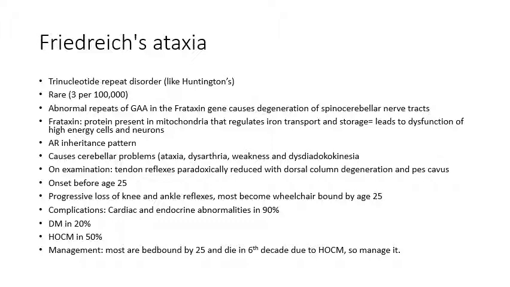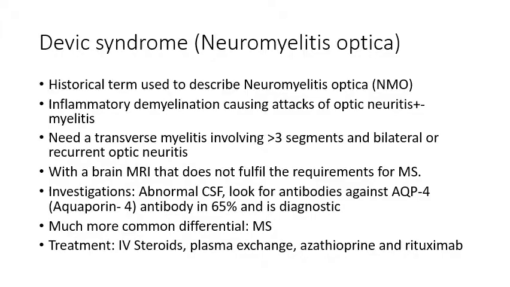The two big complications with Friedreich's that you need to be aware of are diabetes, which happens in 25%, and HOCM, which happens in 50%, which is hypertrophic cardiomyopathy. And this proves to be the cause of death for most patients with Friedreich's ataxia, and it occurs in the 6th decade, and it's important to monitor this when you follow it up.